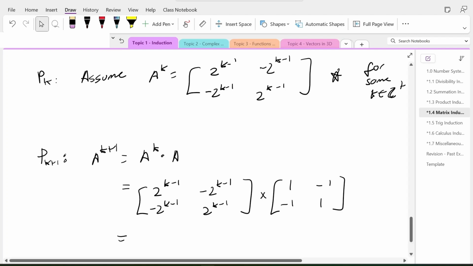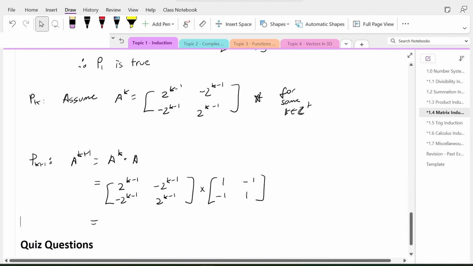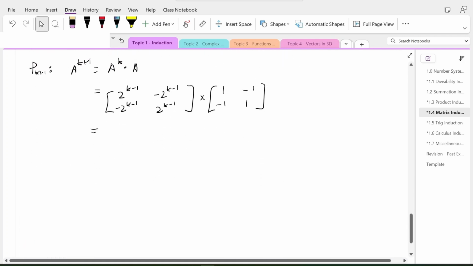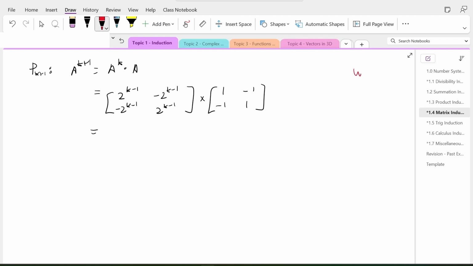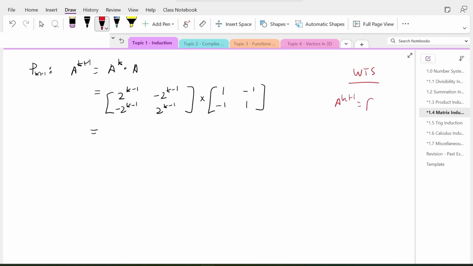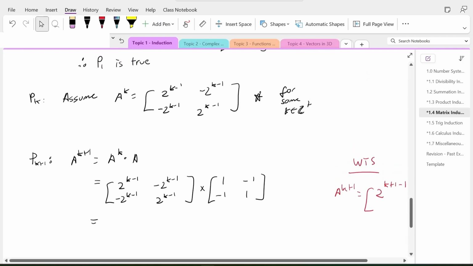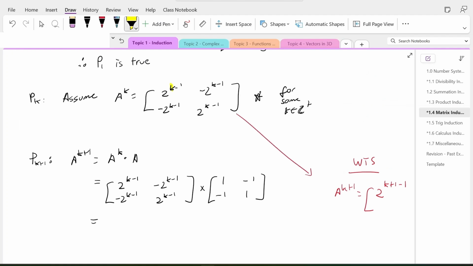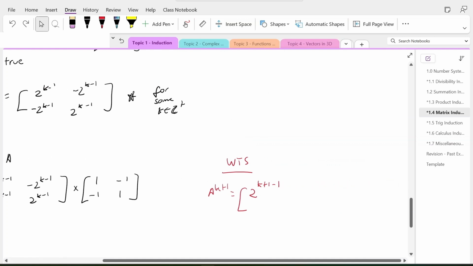Now let's think about what our want to show should look like before I move on here. You can do your want to show at any point, but I like to do it near the start. For our want to show, we would like to show that A to the K plus 1 is 2 to the power of K plus 1 take 1. So again, that is just the statement here, except instead of having K's, I'm having K plus 1s. That's literally the only difference. Every time you want to do a want to show, that's exactly what you do.